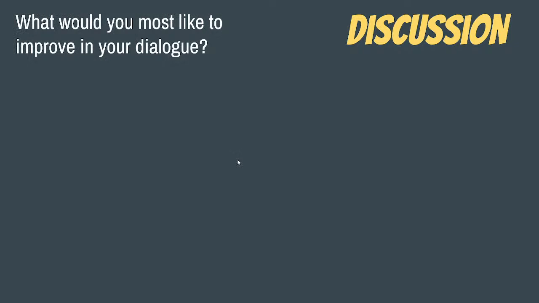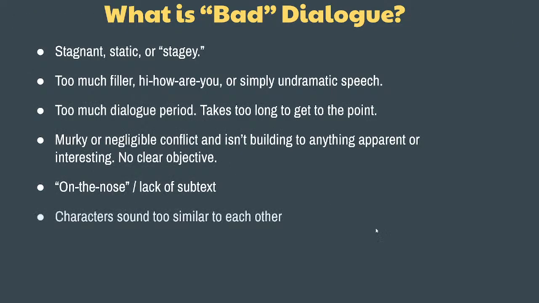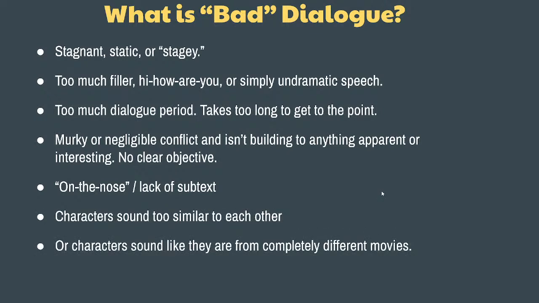So, let's look at what is bad dialogue to begin with. We might hear just some of these notes, and let's decode what these notes mean. So stagnant, static, or stagey. This note is typically going to mean something feels a little bit too much like a stage play, in the sense that your characters are simply not receiving enough interesting information or direction as to what to be doing in the scene.